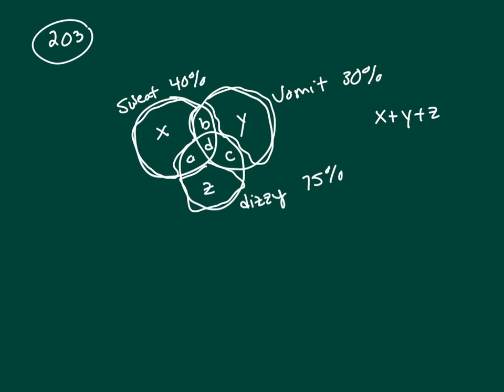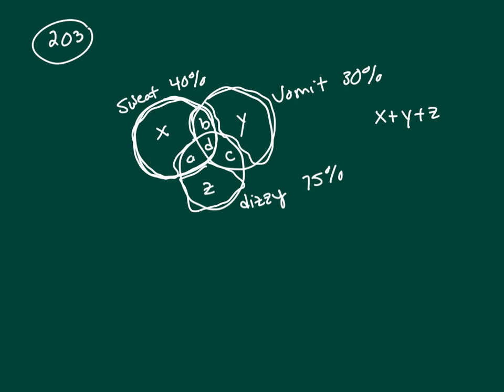So they tell us 40%. 40% is all of this, okay? 40% have sweaty palms or something. So you may want to take 40% times 300 to get 120 people, but there's an easier way to do this instead of having to do those nasty calculations.